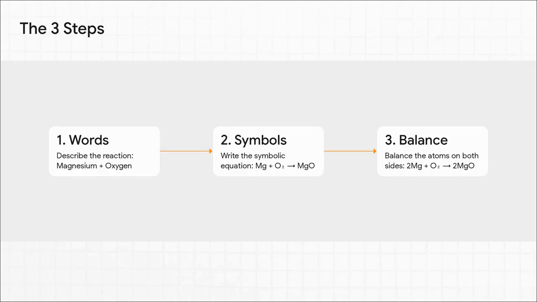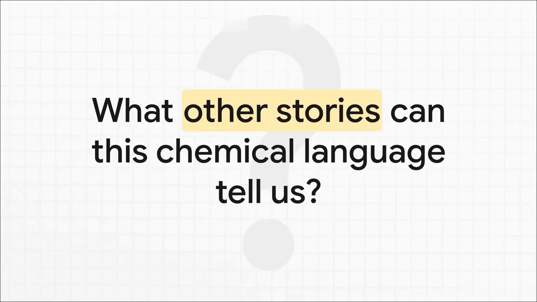So let's just quickly recap the path we took here. We started with a simple description in words. Then we leveled up and translated that into the universal language of symbols. And then, for the most important part, we made sure our equation was honest by balancing the atoms to respect that law of conservation of mass. This equation, 2Mg plus O2 goes to 2MgO, is now what you could call a perfect chemical sentence. It tells the complete, true story of that little magnesium spark.